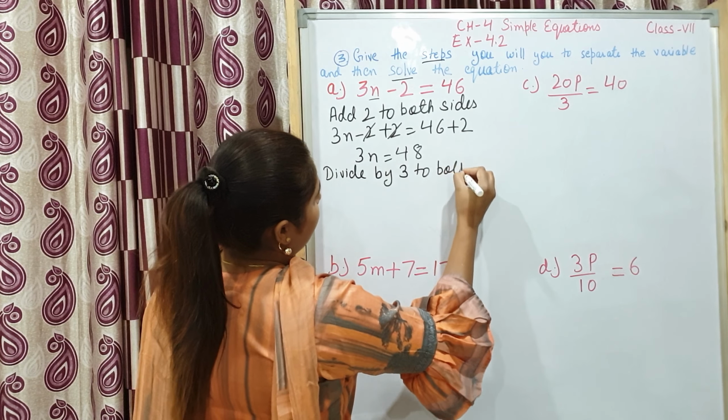Now we will do our C part, student. Now see here, student. Here 20 and p are multiplying each other, and here 3 is dividing. You can do any step. You can do first multiplication, you can do first division. So what I am going to do: here the number 3 is in the denominator. I am going to remove that number 3 by multiplying with 3. So multiply by 3 to both sides.